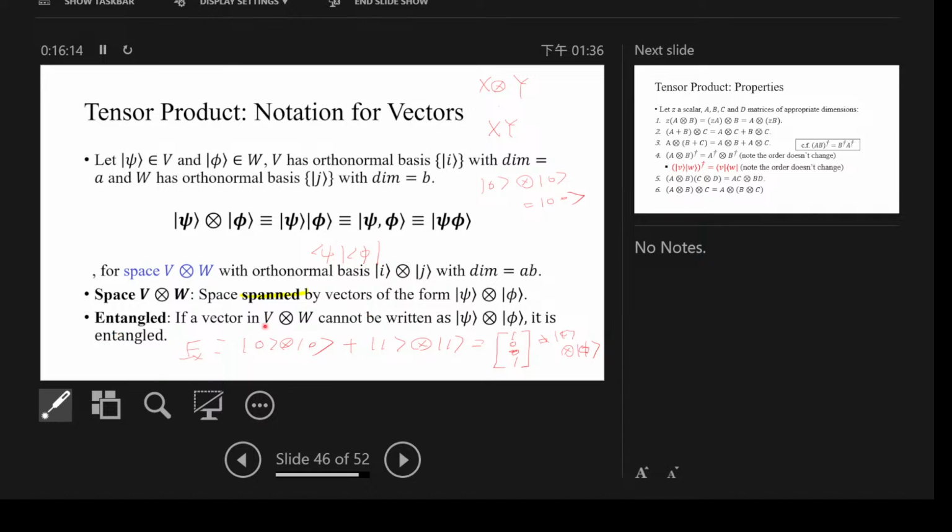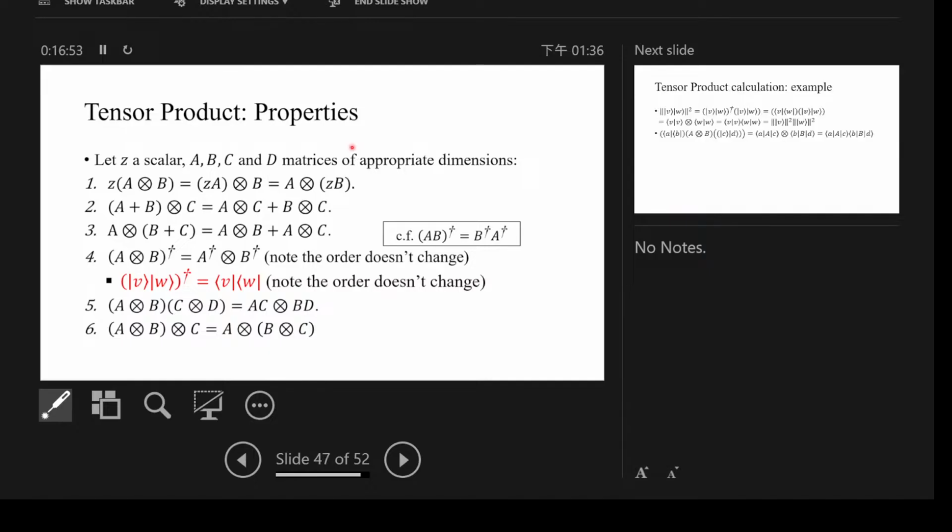A vector in this V tensor W space is entangled if it cannot be written as some psi tensor phi, where psi is a vector from the space V and phi is from the space W. Okay, so this is entanglement, and we'll talk more about entanglement later on when we actually talk about quantum mechanics. But here is a linear algebra definition of entanglement. Okay. And so this is something about the tensor product for vectors.